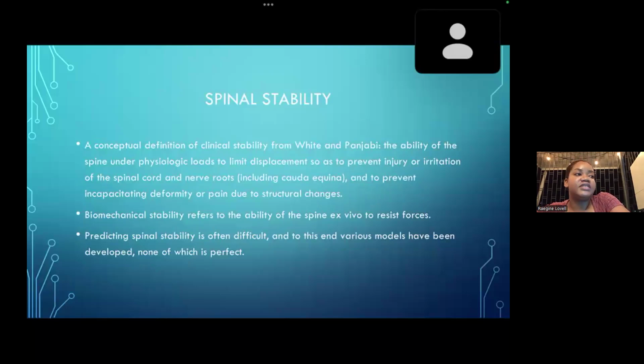Spinal stability is something to consider. The conceptual definition for this is the ability of the spine under physiologic loads to limit displacement so as to prevent injury or irritation of the spinal cord and nerve roots, and to prevent incapacitating deformity or pain due to structural changes. Then another description is the biomechanical.